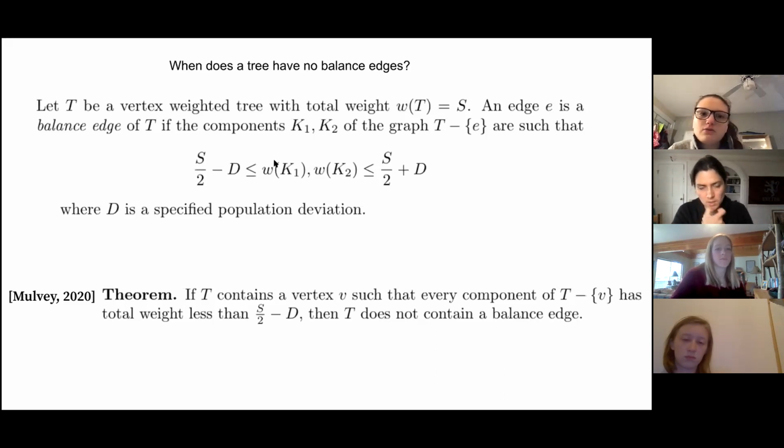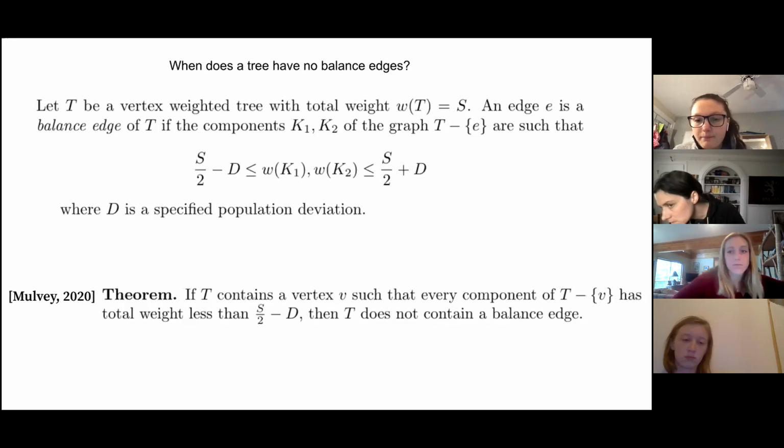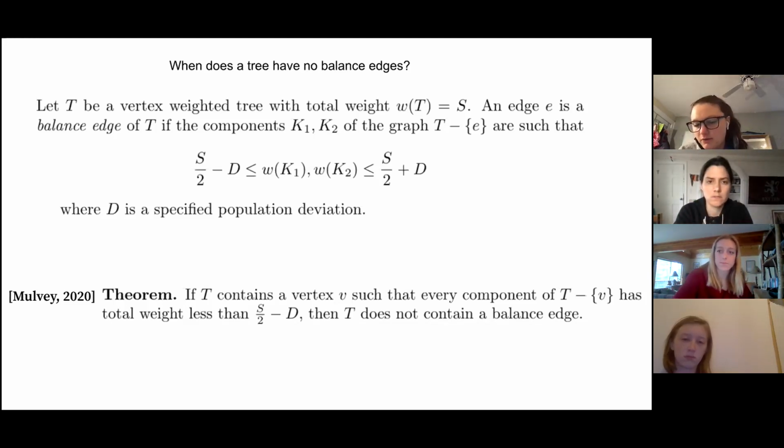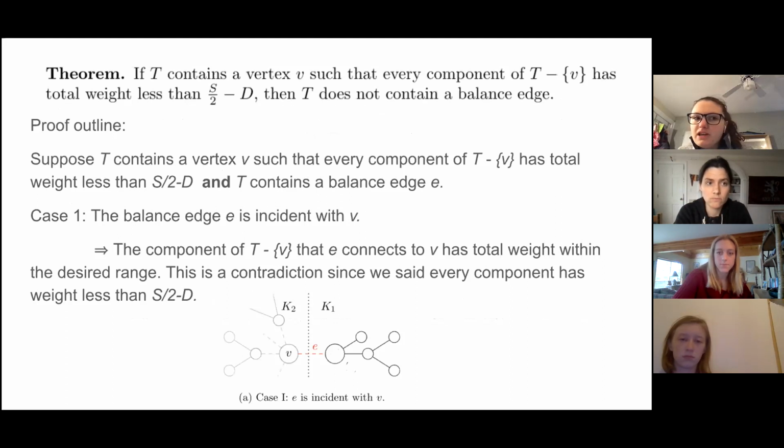So you maybe specify a deviation D, and then you want the weights of your components to be within this range. What I found is that if a tree T contains a vertex V such that, with the vertex removed, every component has total weight less than the minimum population that you would accept, then T doesn't contain a balance edge.